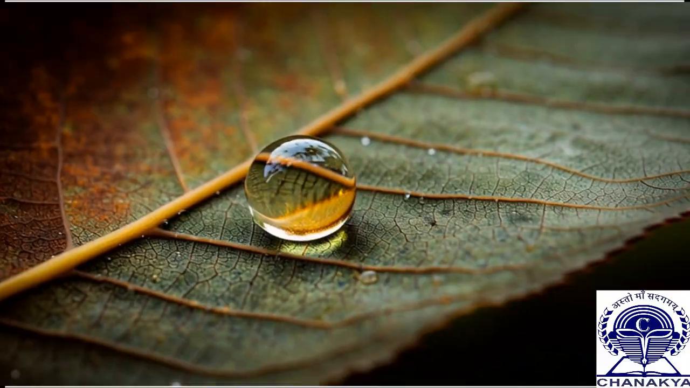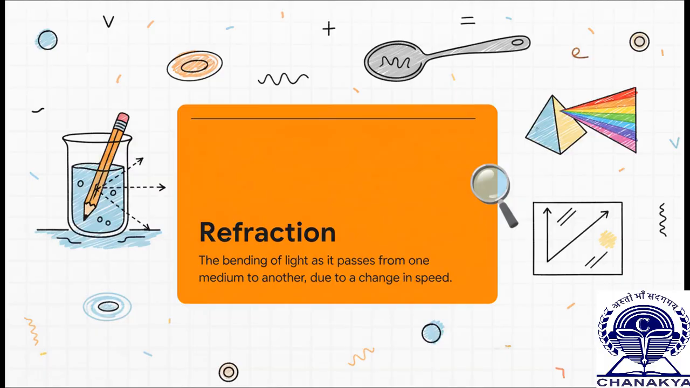So here's the key idea. Refraction is just the bending of light when it crosses from one material to another, like from the air into water. But why does it bend? Because the speed of light isn't always the same. It actually changes speed depending on what it's traveling through.